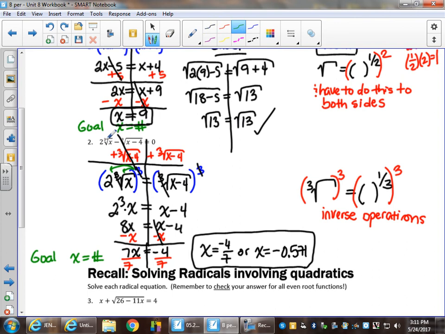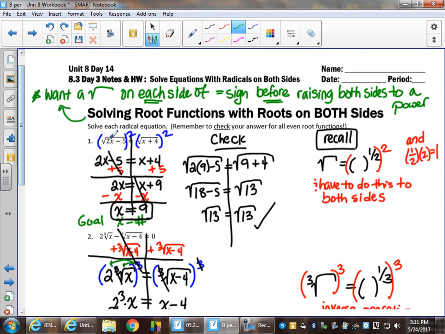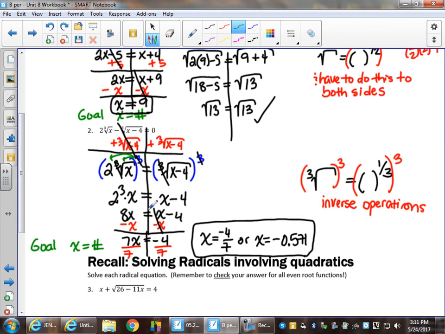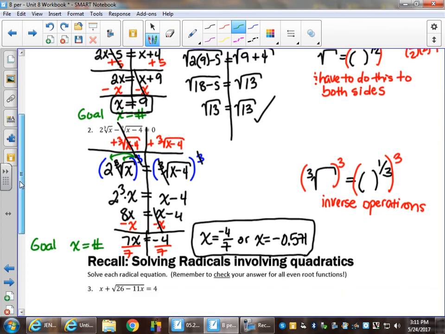This is an odd root question. So question for you guys, if it's an odd root, do we need to check? I'm hoping we're thinking and saying the answer is no. Odd roots do not have restrictions. Even roots, like this one was a square root, even roots do have a restriction. So we had to check. Odd roots have no restrictions, no check needed.